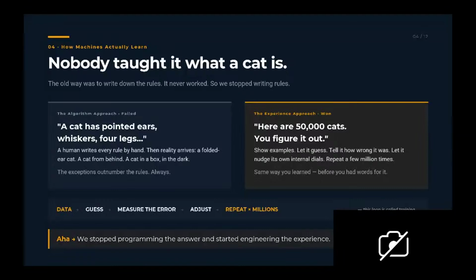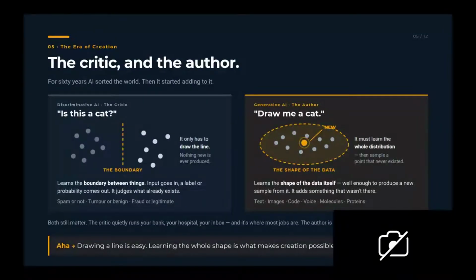And I gave clear examples of the back end on how the machine actually learns. So now let's go to the area of the creator, the critic and the author. For 60 years, AI sorted the world. Now it is starting to add value to it. Of course, the idea behind AI had started sometime in the past, and we could see it being used in our smart homes. But now we are bringing it to life, and we are now seeing what value it brings to us. So, be you in the commerce industry, be you in the engineering industry, you are able to apply AI to bring value.